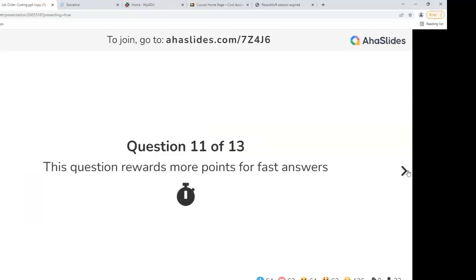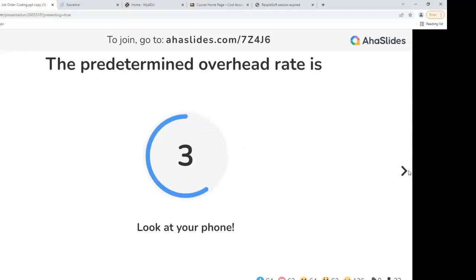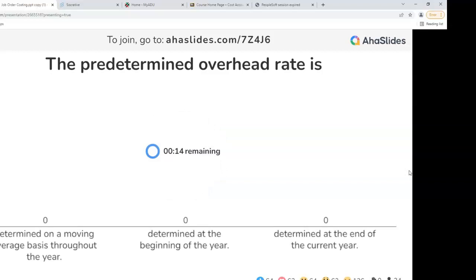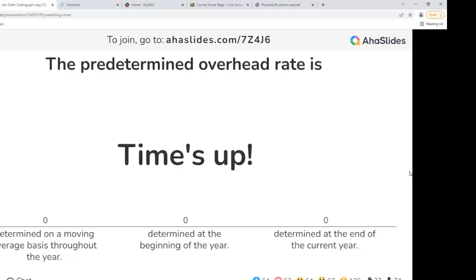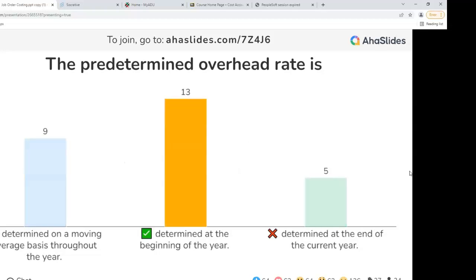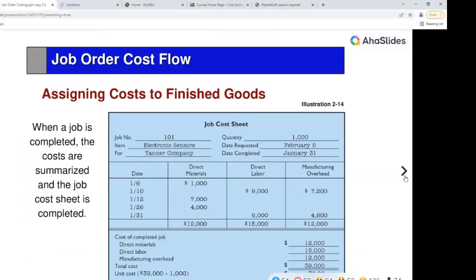Question 11. Predetermined overhead rate is determined on a moving average basis, determined at the beginning of the year, determined at the end of the year. It's not determined as a moving average. I said estimated annual. It's the beginning of the year, and it's used throughout the whole year.